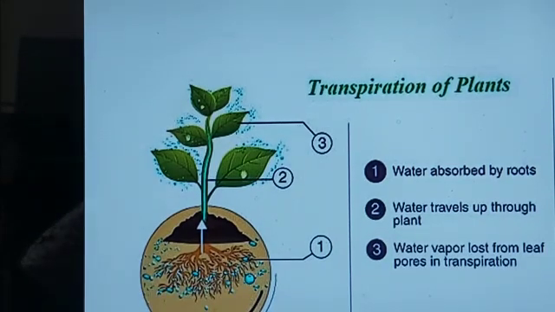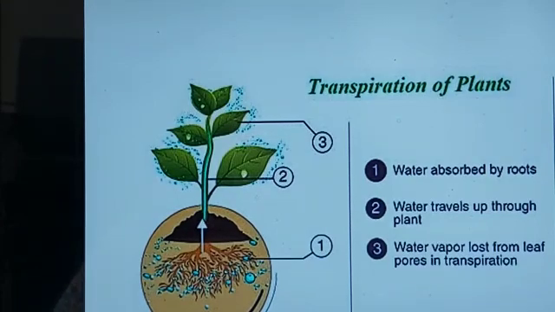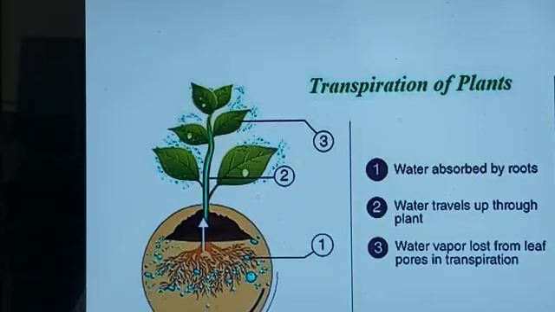So children, we will stop our class here on transpiration. In the next class, we are going to discuss something more about transpiration. So all of you please solve the question answers of absorption by roots.